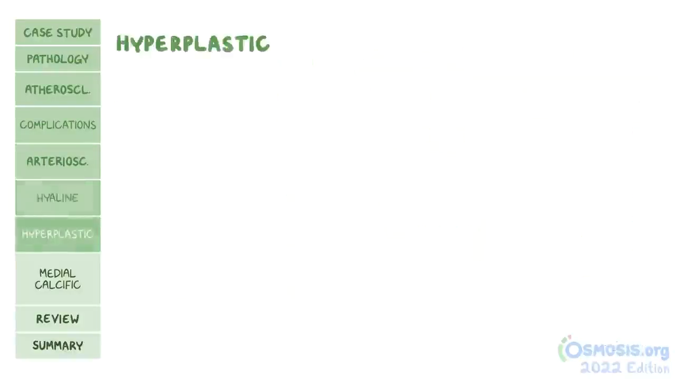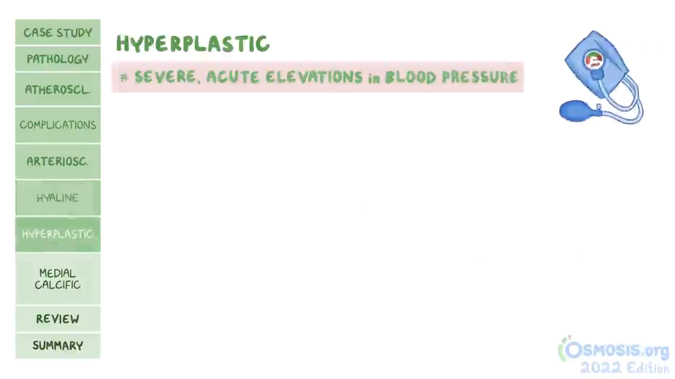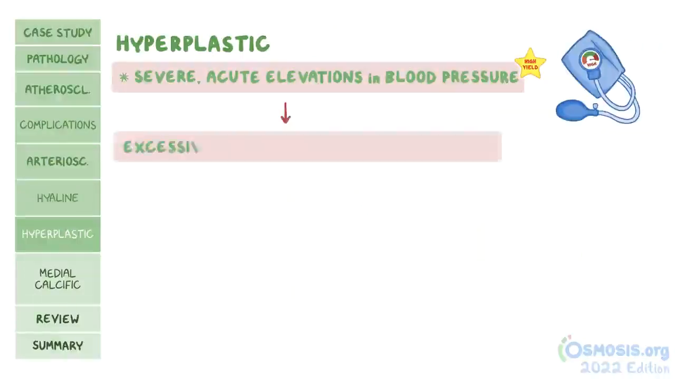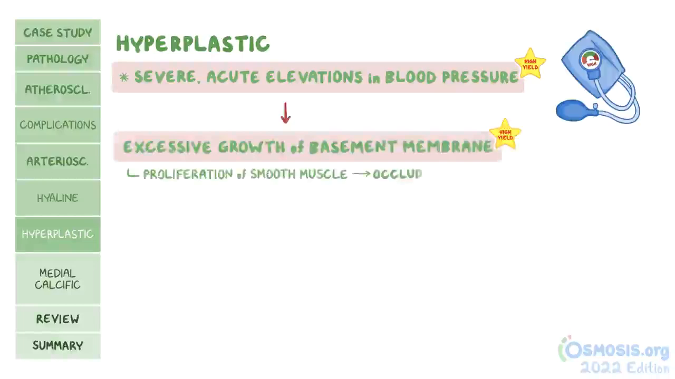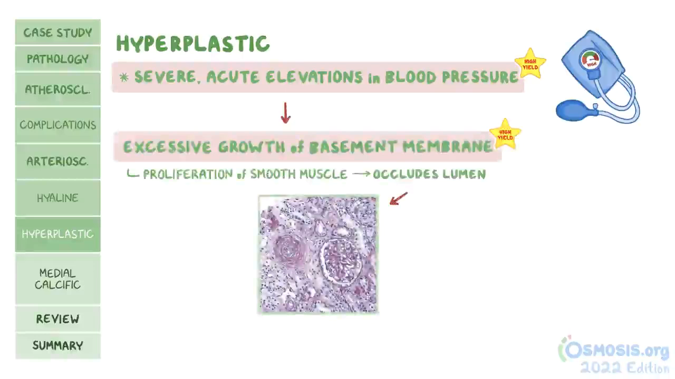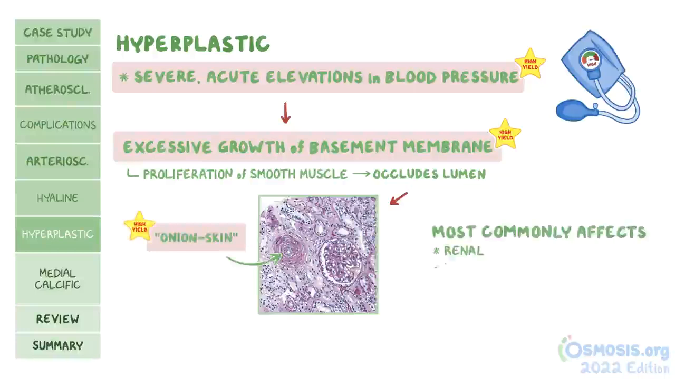Hyperplastic arteriolosclerosis, on the other hand, typically happens as a reaction to severe acute elevations in blood pressure. This results in excessive growth of the basement membrane and proliferation of the arteriolar smooth muscle, which occludes the lumen and gives the blood vessel the appearance of onion skin on microscopy. Hyperplastic arteriolosclerosis most commonly affects the renal, retinal, and intestinal arterioles.